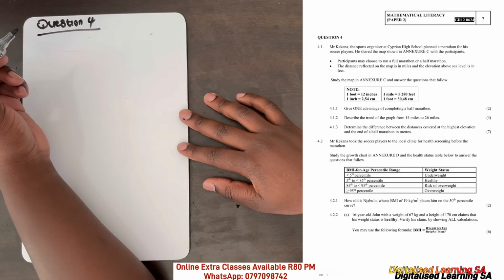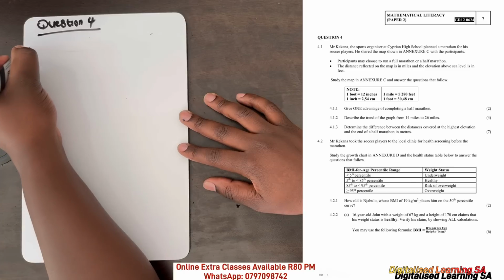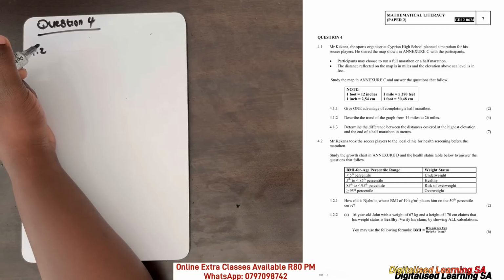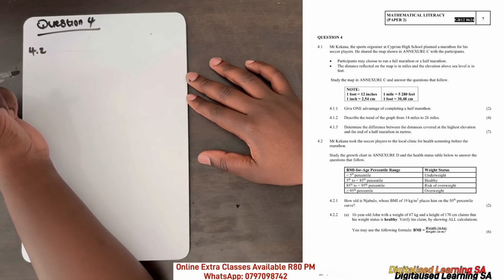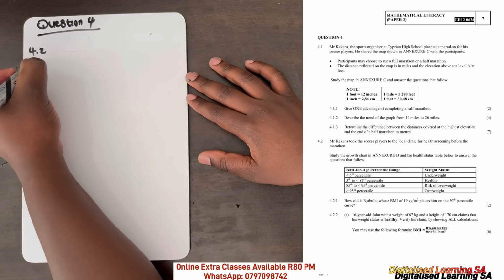Okay, so now let's move to the next question, which is question 4.2. So question 4.2 says that Mr. Kekana took the soccer players to the local clinic for health screening before the marathon. Study the growth chart in Annexure D and the health status table below to answer the questions that follow. So we are going to start with the first question, which is question 4.2.1.